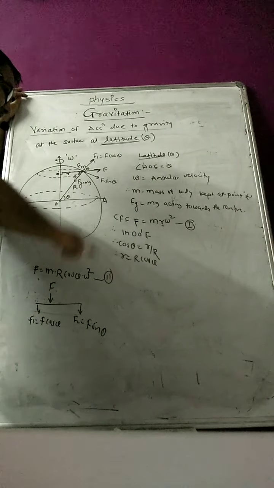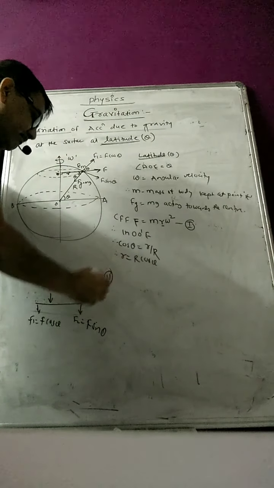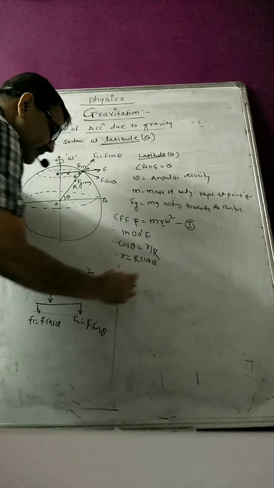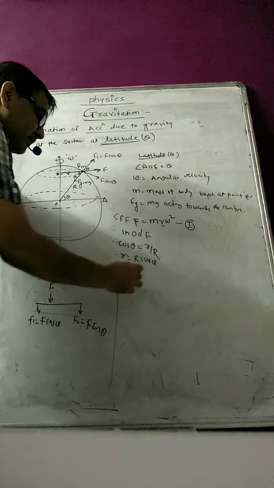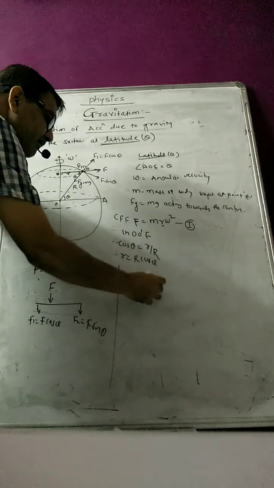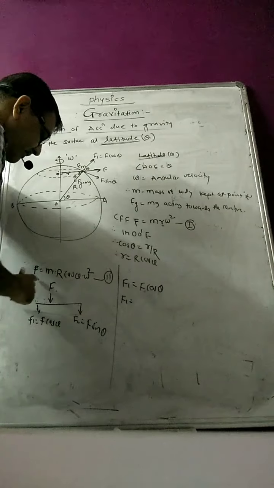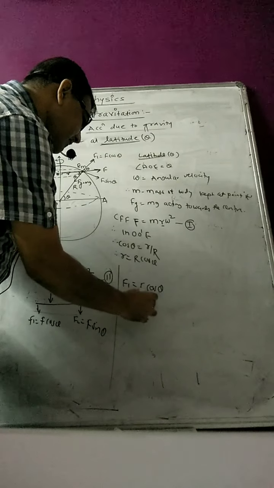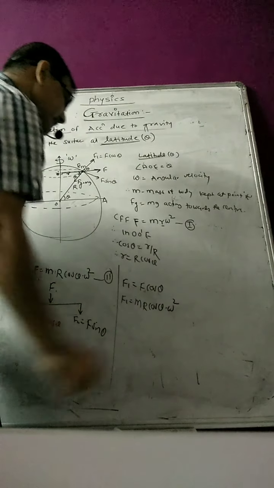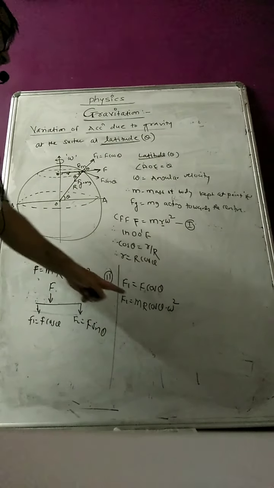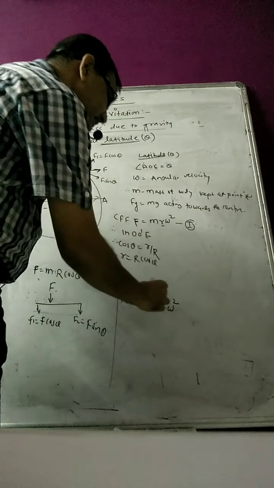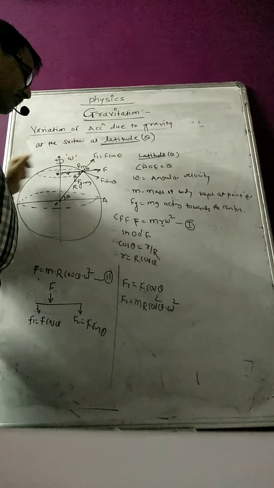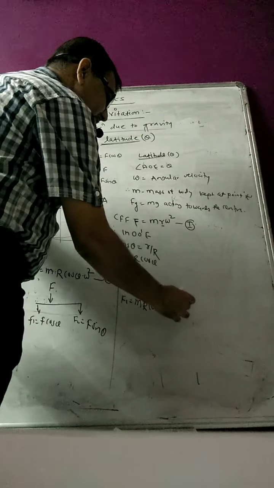So now if I want to find out F1, F1 is equal to F cos theta, and what is F? From equation 2, I will write down m r cos theta into omega square. M r cos theta into omega square into cos theta means I will say cos square theta, that is the F1, which is acting in the upward direction, okay. So this is the third equation.